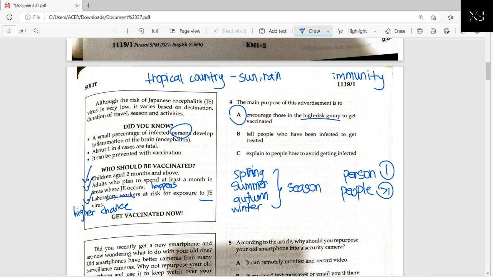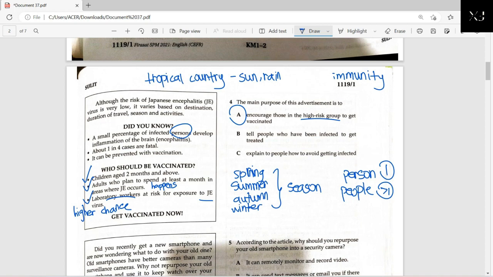Okay, so B, tell people who have been infected to get treated. I mean, you don't need to do that because obviously people know that. They didn't tell the people who are infected to get treated. If they say that, they will say the name or like a certain group of people working in the location. Yeah, then they are a specific group of people. Okay, so B is out of the questions, not the answer.